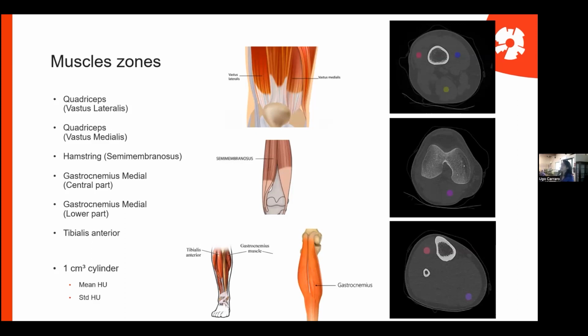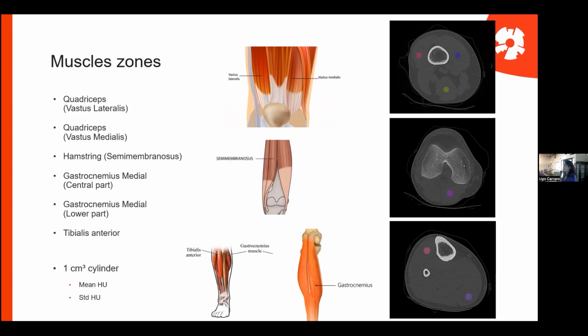On the axial plane, we chose several muscle zones that are reported here: on quadriceps, on hamstring, and on calf and tibialis anterior muscles. I decided to take the vastus lateralis and medialis, the semimembranosus, the two points on the gastrocnemius, one called the central part, an upper part, and then a lower part here, on the gastrocnemius medial, and the tibialis anterior.